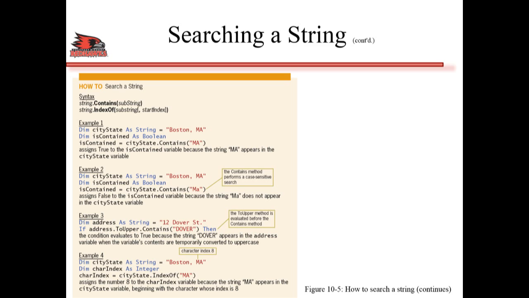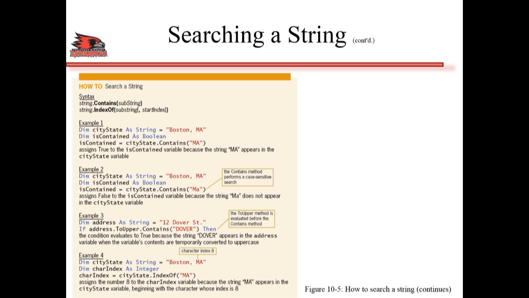In the first example, we have the Boston, Massachusetts string, and we are looking for the state. We have a boolean variable isContained, and it returns true if the cityState string contains Massachusetts. In example 1, it is case sensitive, so since the case of the substring, which here is MA, matches with the cityState, it returns true.